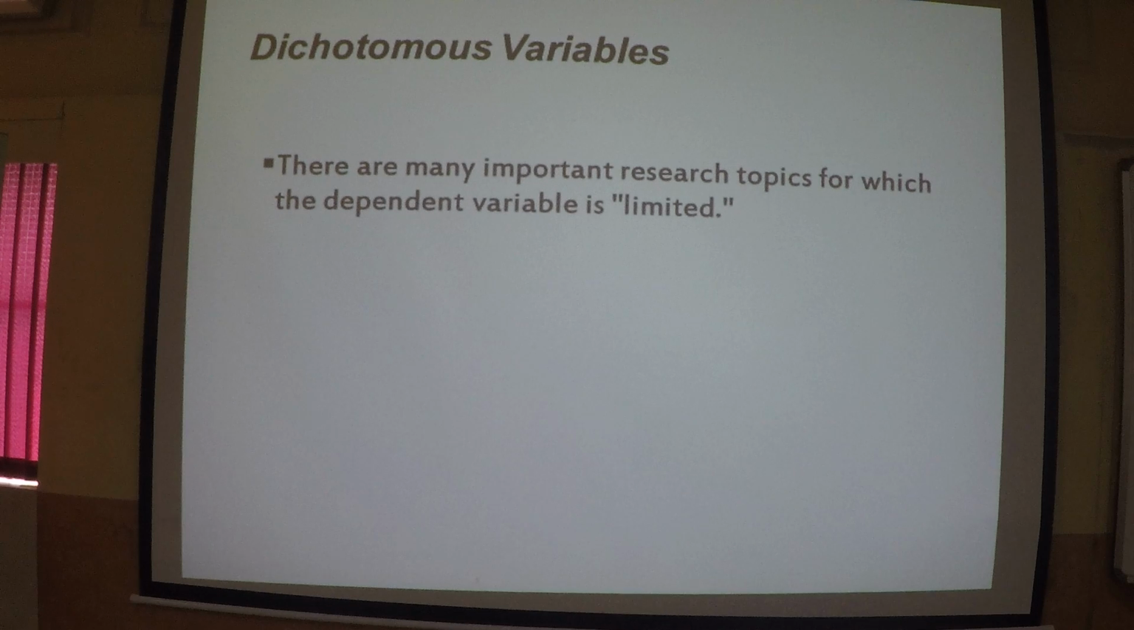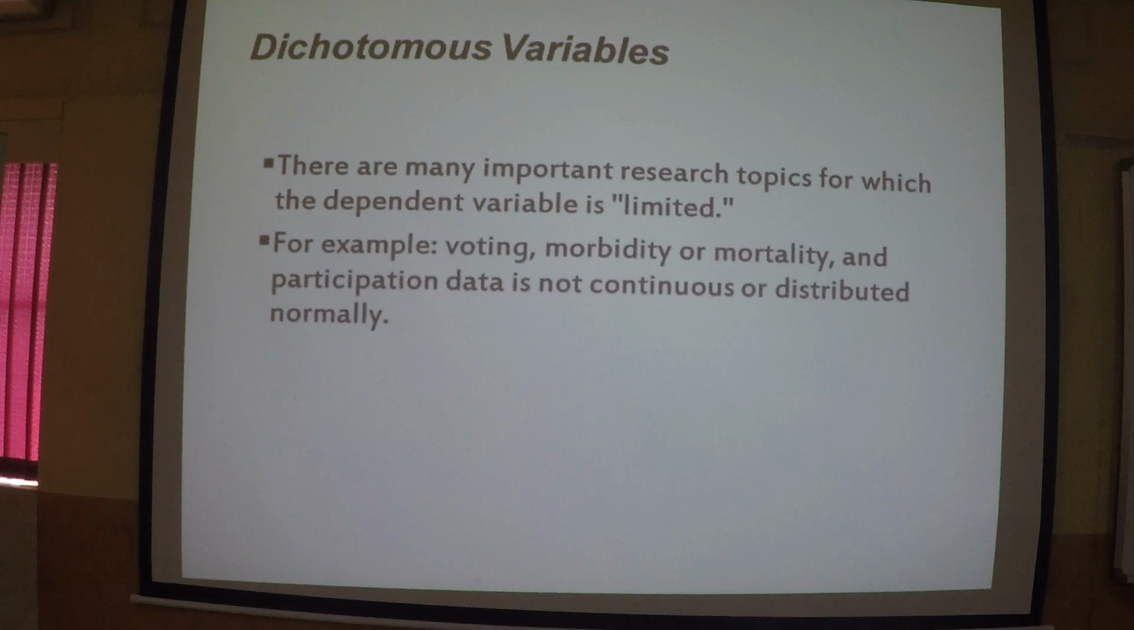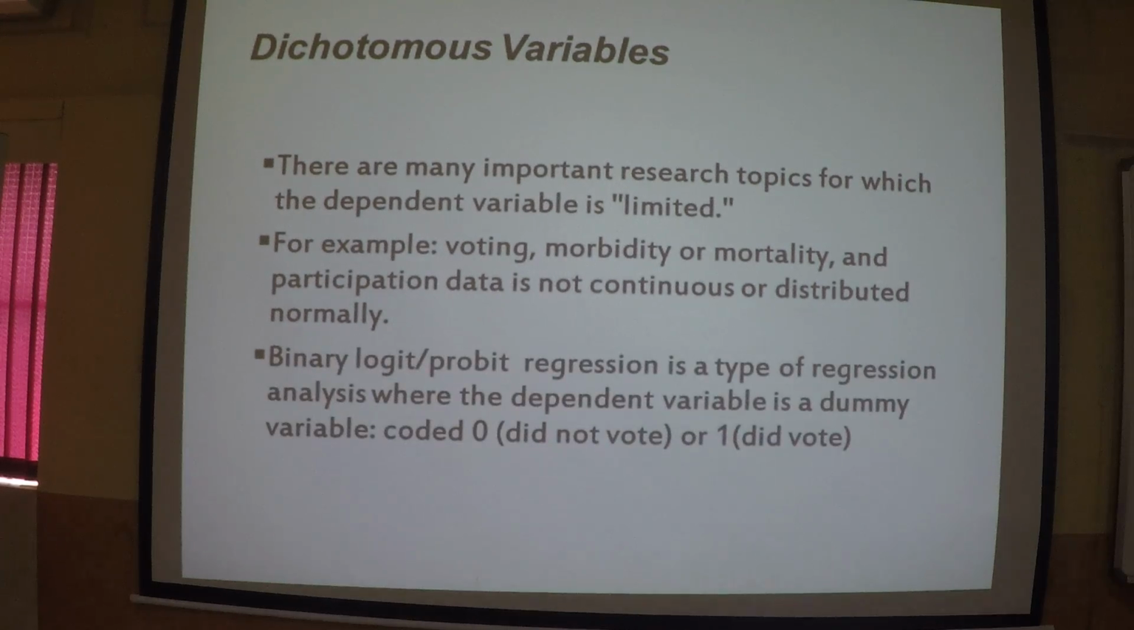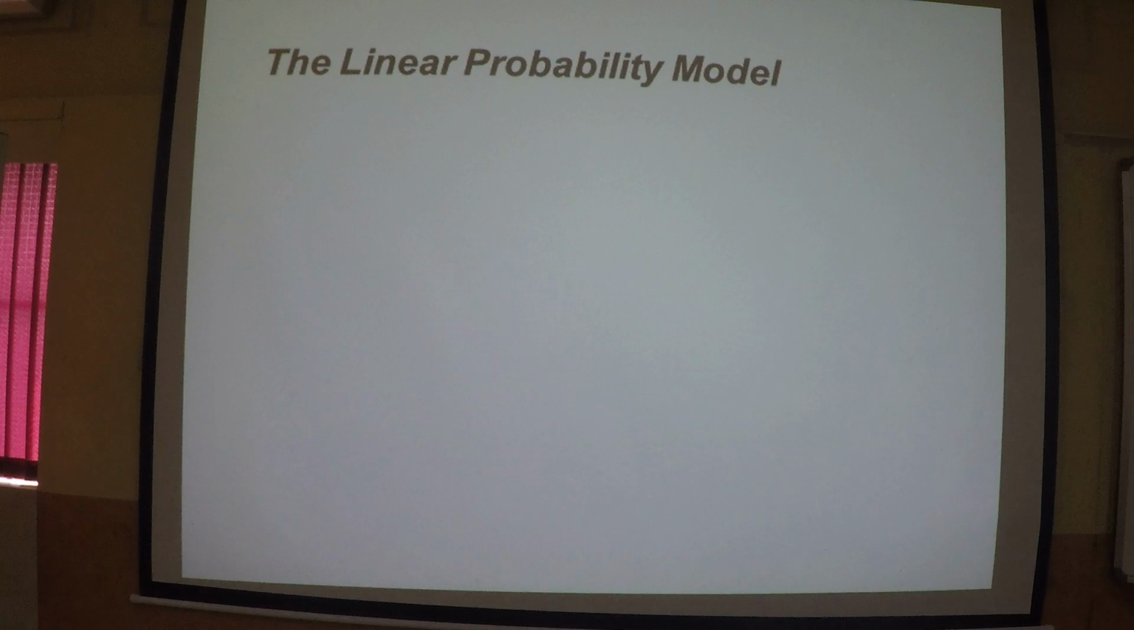We are going to look at situations where the dependent variable is a binary variable. We know how to deal with the situation where independent variables are binary variables. That is the dummy variable model. Okay, all right. So voting, morbidity, mortality, participant data is not continuous or distributed normally. So we run binary logit or probit regression. It's a type of regression analysis where the dependent variable is a dummy variable, which is coded 0, maybe did not vote, and 1, voted.